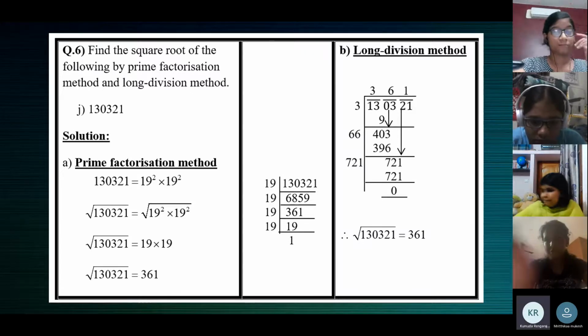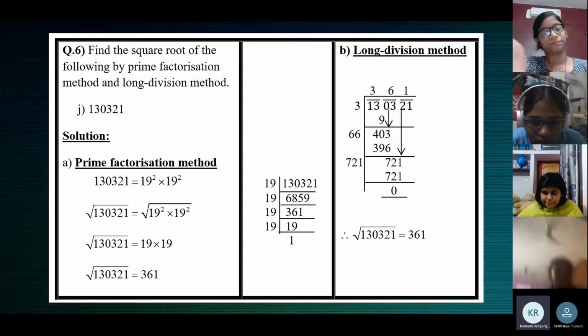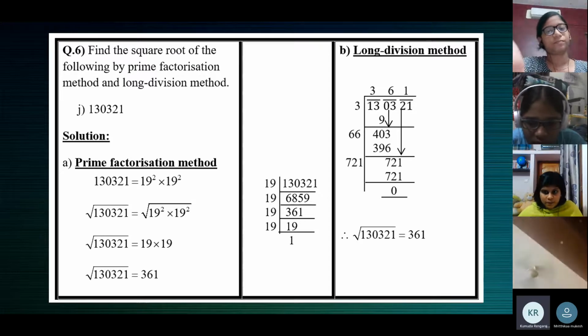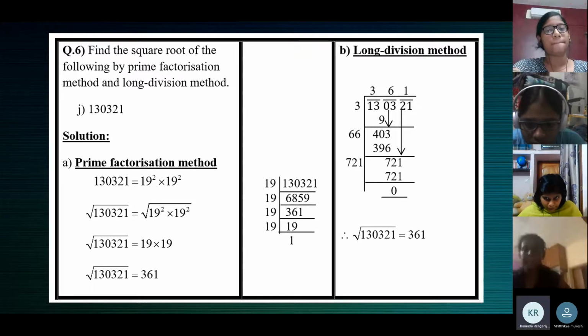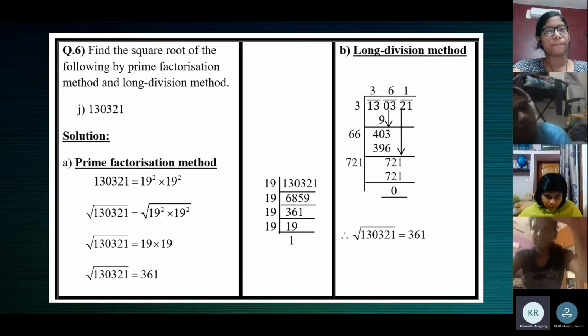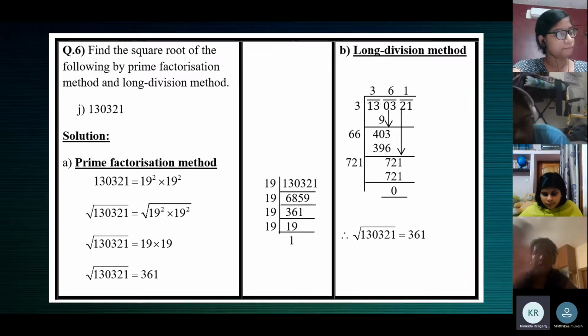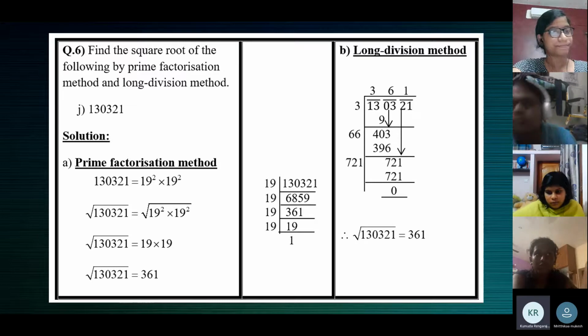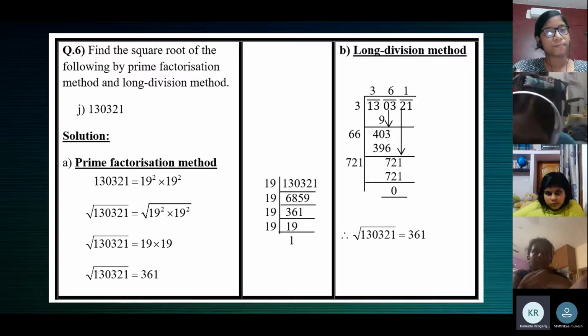So if the question is find the square root of 1,30,321, that's all. The method is not specified. You can use any method and you can choose a long division method because, as you say, you get it more easily than the prime factorization method.